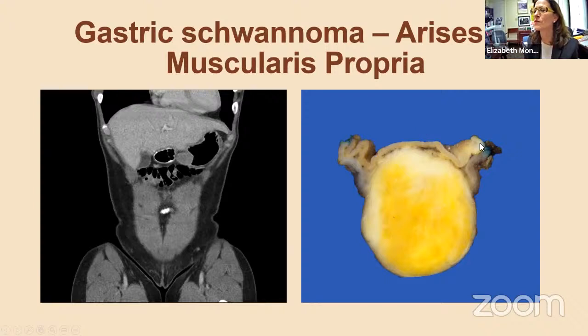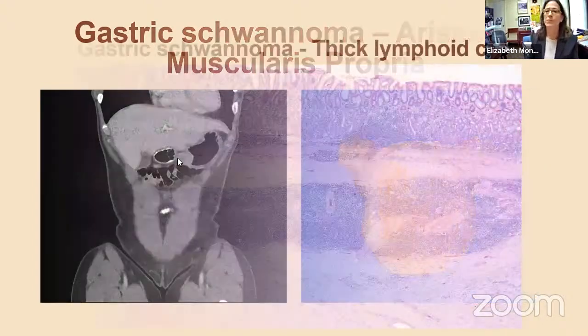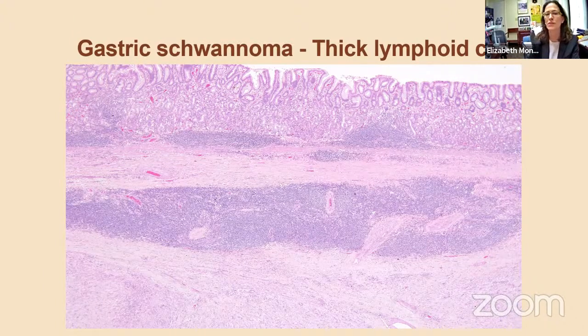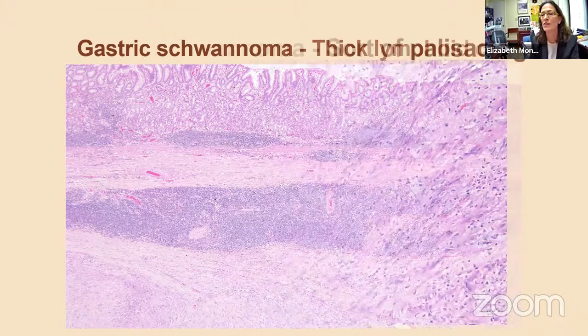You can see the mucosa here, and you can see that this lesion is centered in the muscularis propria, just as we would have predicted on the imaging study. And of course, there's that thick lymphoid cuff in this gastric lesion. This actually isn't the one for which I showed you the imaging, but the lymphoid cuff is definitely your friend.